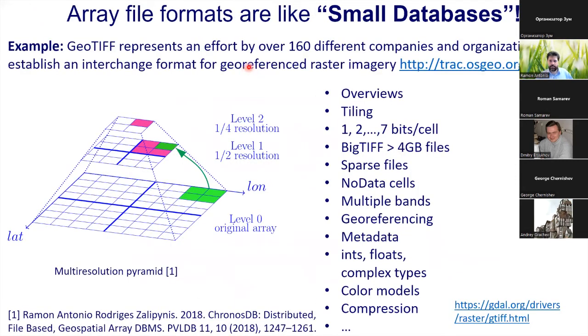A closer look at popular file formats reveals that they're like small databases. For example, GeoTIFF represents an effort by over 160 different companies and organizations. It has a lot of capabilities, including overviews, that is array instantiations for multiple zoom levels, tiling, varying number of bits per cell, and support for large and sparse arrays, and so on. So the natural question is, why not use these powerful file containers directly as a storage layer of an array database?